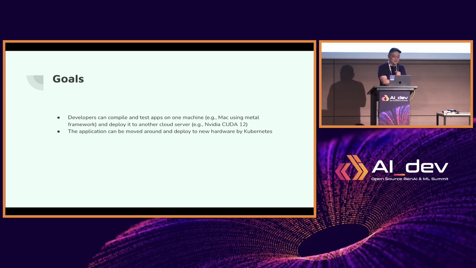Now this code runs on the Mac with the Metal framework or whatever. Now rewrite this code, recompile this code, and deploy it on an Nvidia machine on Linux, right? You cannot ask them to do that because, through the success of Java, we have seen that developers would never do that, right? And then the application itself has to be able to move around and be deployed to new hardware by Kubernetes, by existing frameworks that manage binary artifacts only, right? So those are two simple goals that make those applications cloud native. What makes the application cloud native? It's those two features, in my opinion.